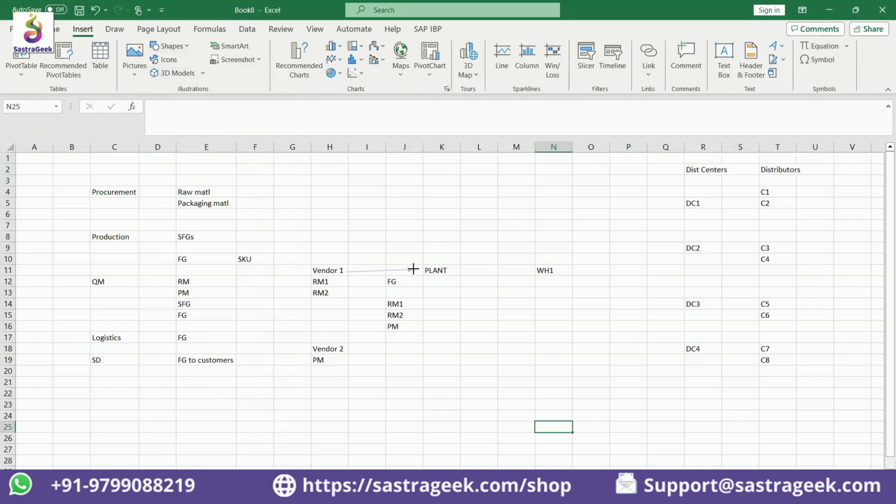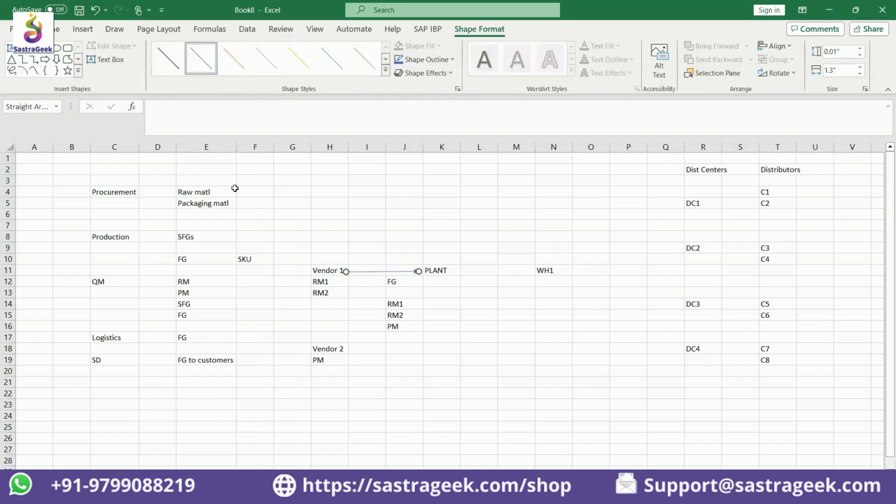Vendor supplies the goods, raw materials to plant. Vendor 2 would also supply the raw packaging material to the plant, right? This is the supply direction. Once plant produces the goods, it will be shipped to the warehouse. Once demand comes to warehouse, based on the actual demand, warehouse will ship the goods to the individual distribution centers.